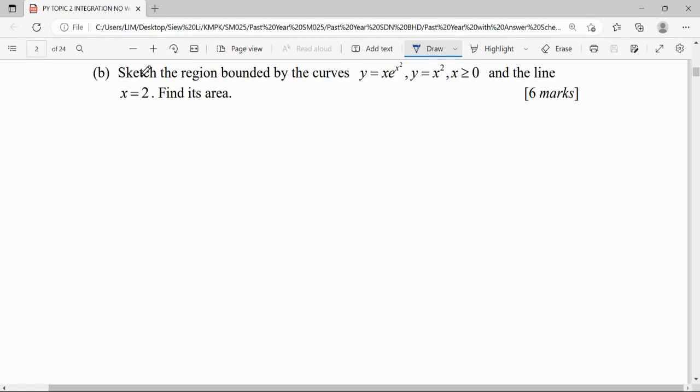For this question, sketch the region bounded by the curve y equals e to the power of x squared, y equals x squared for x greater than 0, and the line x equals 2. Find its area. So we have to sketch this graph. For the first quadrant only, when it states x greater than 0, it means we only consider the first quadrant.